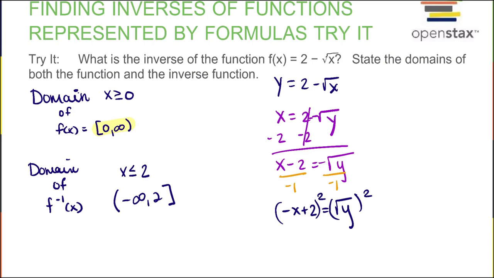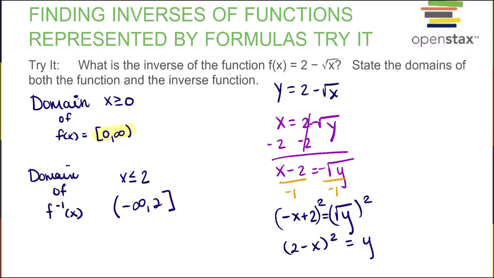And you can leave it like this, negative x plus 2 squared. You can multiply it out. You can also rewrite it like this, and that's kind of how the book has it, equals y. So in this case, f inverse of x is equal to 2 minus x squared. And then, like we said, the domain of that is negative infinity to 2.